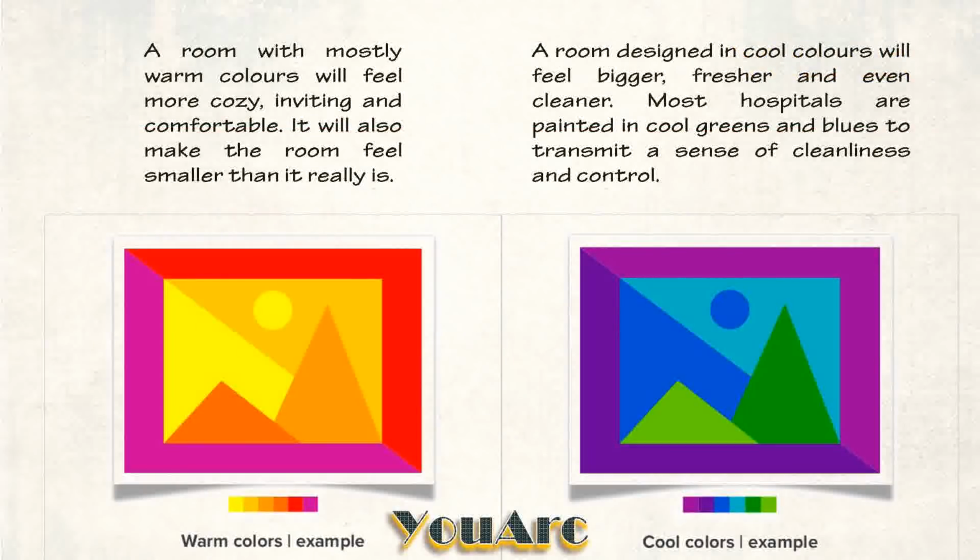A little more understanding on colors and emotion is needed. A room with mostly warm colors will feel more cozy, inviting, and comfortable. It also makes the room feel smaller than it really is. Even in this figure, we could see that the image for cool colors is a little bigger than the warm color, and warm color still looks smaller than it really is because both images are of the same size, but still the emotion connected with the warm colors makes it smaller.